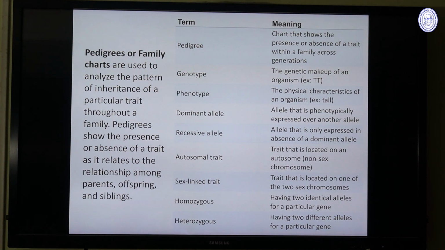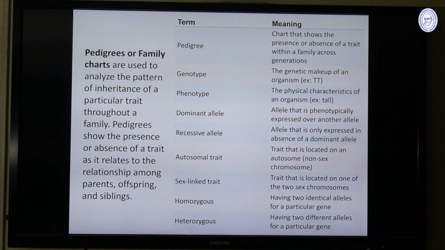First, pedigree. Pedigree is a chart that shows the presence or absence of a trait within a family across generations. Genotype is the genetic makeup of an individual. Phenotype is the expressed physical characteristics of an organism. Dominant allele is the allele that is phenotypically expressed in heterozygous condition over another allele. Recessive allele is only expressed in absence of dominant allele. So, if it is in the homozygous condition, then only the recessive allele will express its trait.